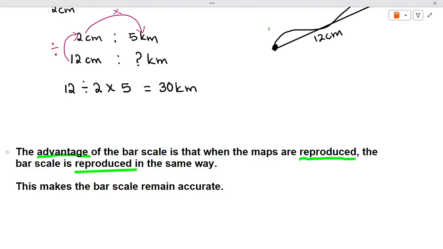So if somebody asked you which one is more accurate out of the ratio scale or the bar scale, you would say that the bar scale is more accurate, or it remains accurate, and the reason being is that when the maps are reproduced, the bar scale will remain the same.